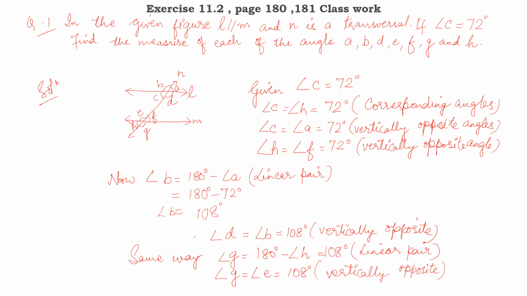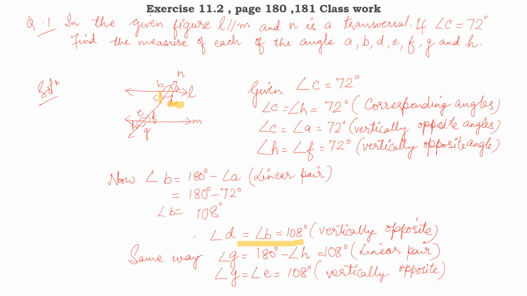So one angle they have given, angle C, as 72°, and they are asking for all the other angles. So look here, C is known. You can calculate D, isn't it? That will be 180 minus C. So angle D will be 108°.